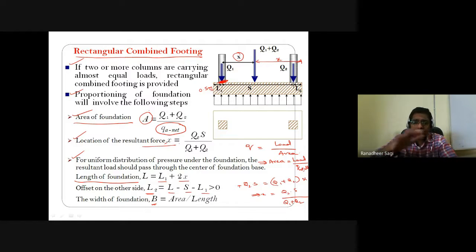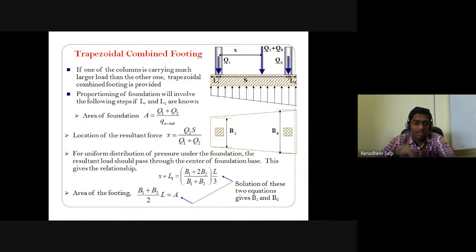So in order to redistribute the load coming from the individual columns, and to ensure a uniform pressure distribution from that footing onto the soil, I require so and so width and so length for that particular combined footing. That's how we go on to calculate it. In a similar way, for trapezoidal footing also we follow a similar kind of procedure for calculating the dimensions of that particular trapezoidal combined footing.